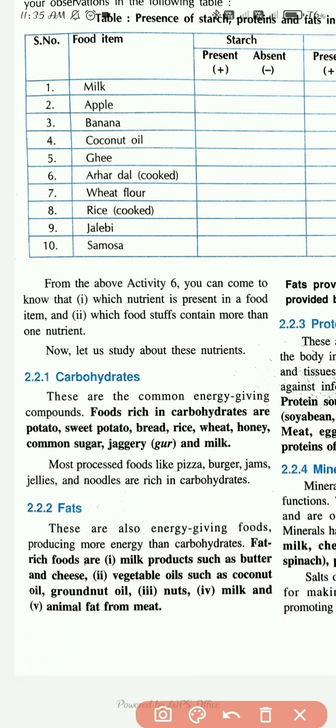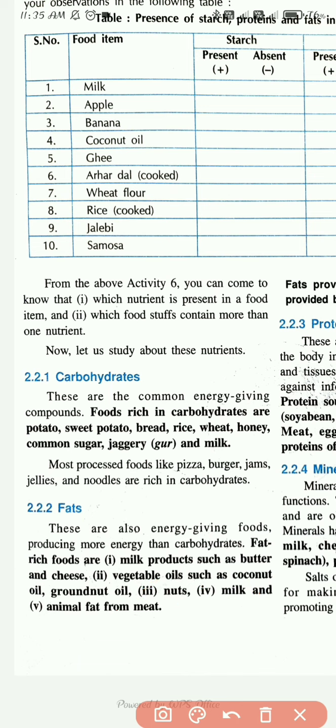So what are the foods that are rich in fats? The milk products such as butter and cheese contain lots of fats. Again, vegetable oil such as coconut oil and groundnut oil, nuts, milk and animal fat from meat. All the meat that you buy from the market will have animal fats in it, so from there also you will get lots of fat.